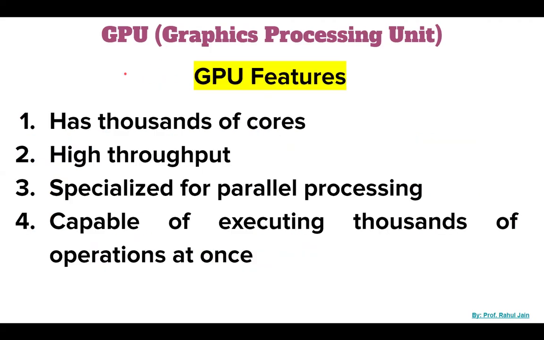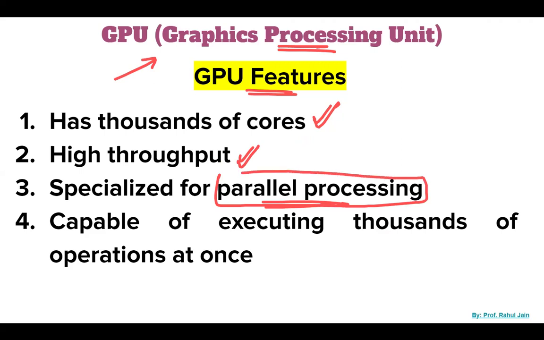Now, if we start with GPU, that is graphical processing unit, we need to explore some features first. It has thousands of cores compared to the CPU, which has far fewer. CPU also has cores, but not that many. It has high throughput, and the bandwidth utilization efficiency is high. It is specialized for parallel processing, and it is capable of executing thousands of operations at once due to its parallel processing capability.